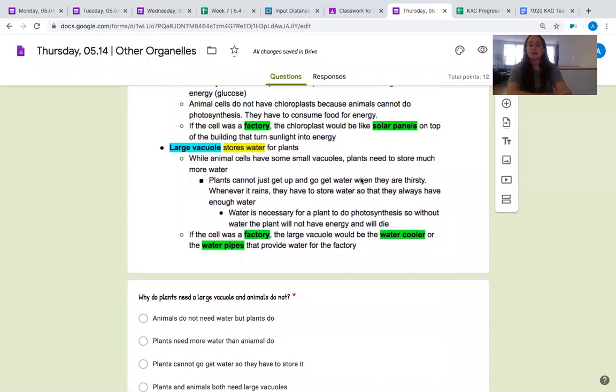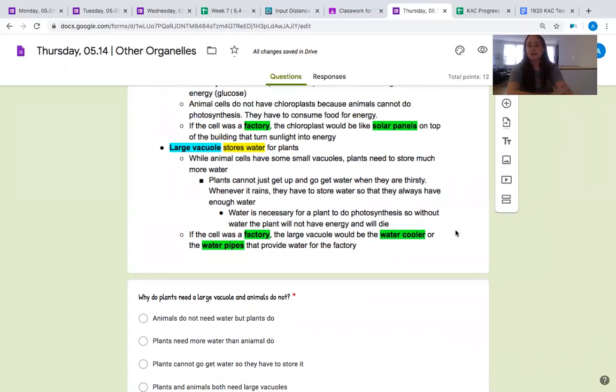The large vacuole stores water for plants. While animal cells have some small vacuoles, plants need to store much more water. Plants cannot just get up and go get water when they are thirsty. Whenever it rains, they have to store water so that they always have enough water.